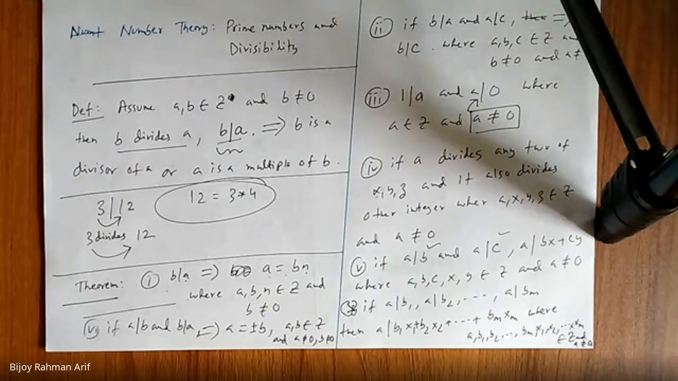I don't think I need to prove all these theorems. One or two proofs are enough. Which one do I need to prove?